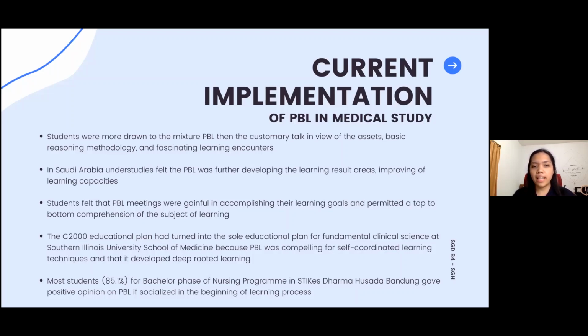Then the research from S.Ked that analyzed students' opinions about the implementation of PBL for the bachelor phase of the learning program in S.Ked showed that most students gave positive opinions on PBL if socialized at the beginning of the learning process. So most of the students and doctors gave positive opinions and responses to the application of PBL in their learning.